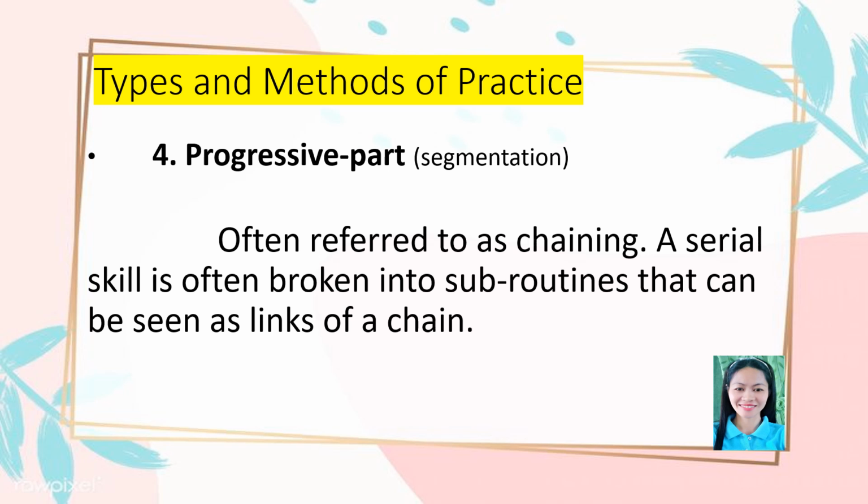One disadvantage that we have experienced with the progressive part practice method is that if an athlete finds one step difficult, it can have an impact on the entire skill. For example, if an athlete struggles with the run up and long jump, this has a negative impact on the rest of the jump.